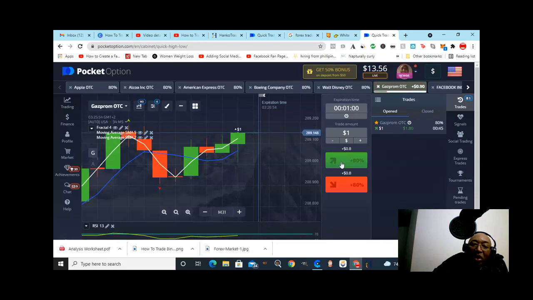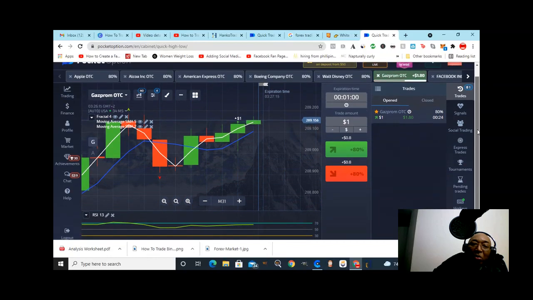Because the setup looks really good. You can see the moving averages are all pointing up. The fractal is down here, indicating that the market is going up. But man, it's so volatile, this OTC, and it's a Gazprom OTC stock. So I'm just trying to see if this strategy works for OTC, man. I'll be so glad to share this with you guys.